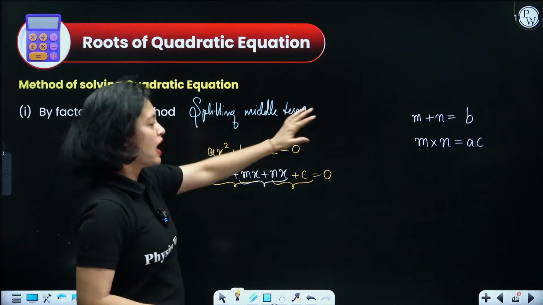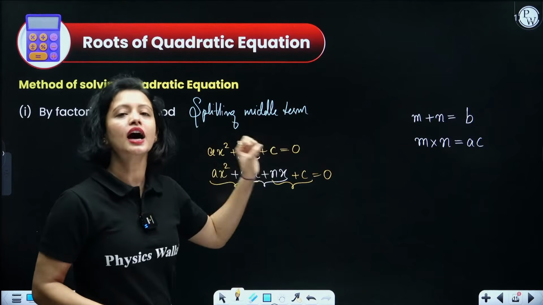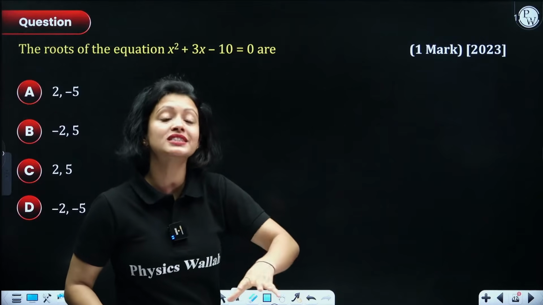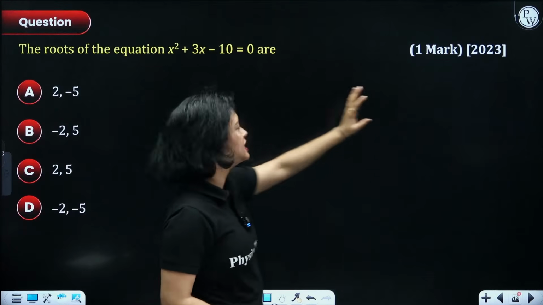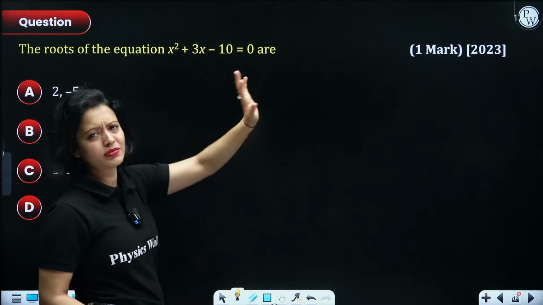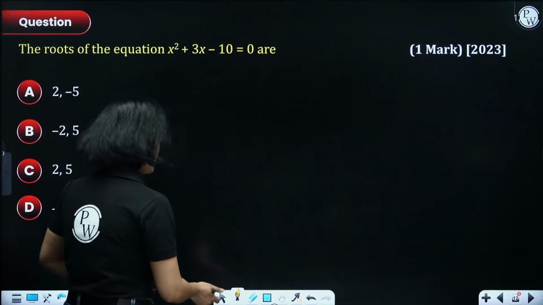Okay? So, I hope this was clear. With that, we are going to discuss examples through which things will become more clear. Okay? Chalo. This question directly came in 2023 exam, guys. You have to simply find the roots of x square plus 3x minus 10. Very simple. Okay? So, let's start.